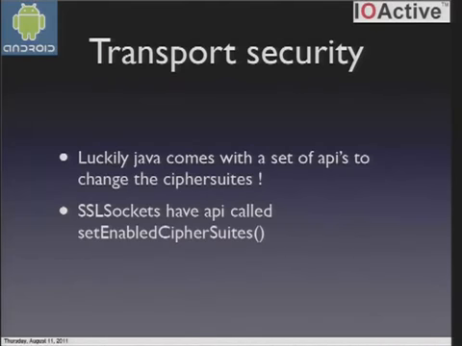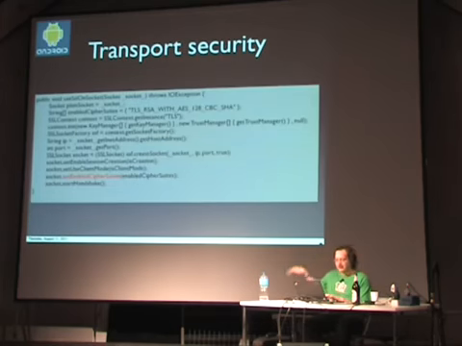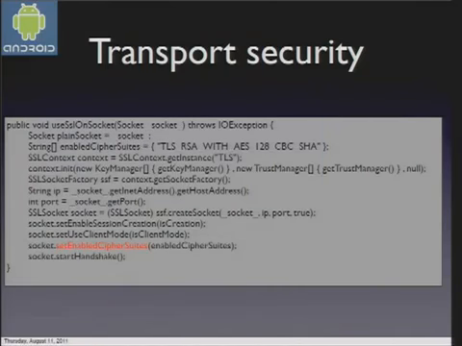If you use the setEnabledCipherSuites API on SSL sockets, you can turn them off and you can specify which ones you do want. And it kind of looks like this. You create a context, and from that context you create a factory, and from that factory you get an SSL socket. On that SSL socket, you say it's client mode, and then you say setEnabledCipherSuites, and then you use this set of strings here. And then when you use that socket, it will only support RSA with AES 128-bit.